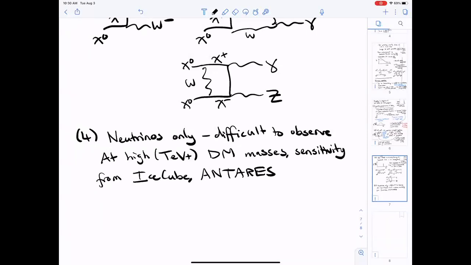When I show you the current status quo constraints, you'll see that if we annihilate directly to neutrinos, we basically can't test the thermal relic cross-section at any mass. So I'm not sure what you mean by this last bit here, but for high dark matter masses, aren't some of these neutrino bands competitive even with direct detection bands? Yeah. Okay, good.